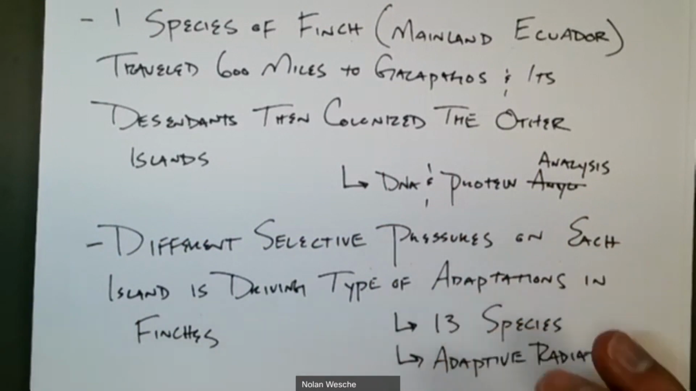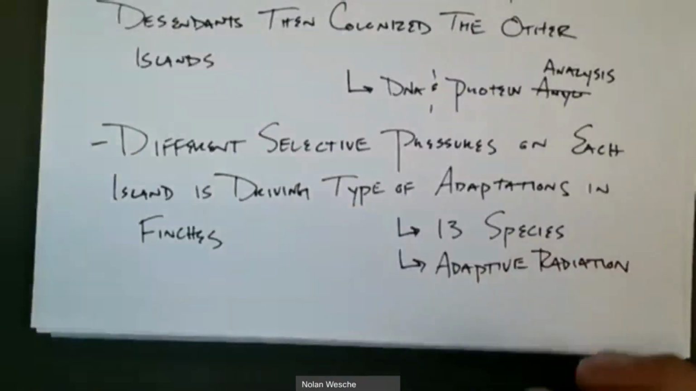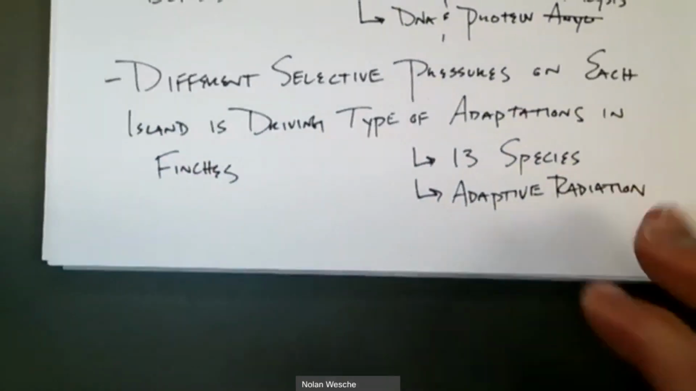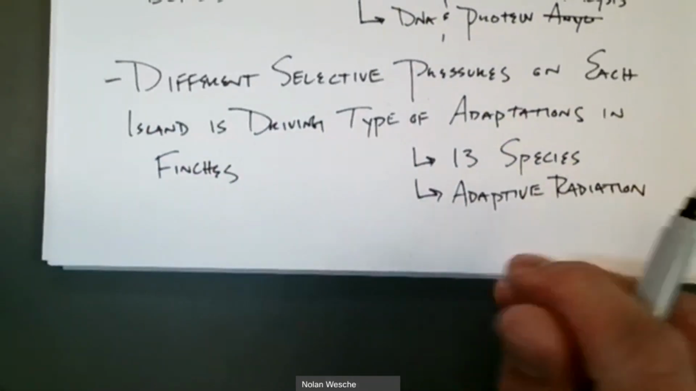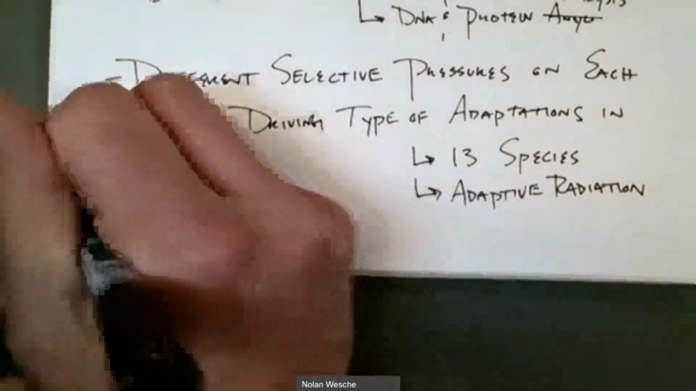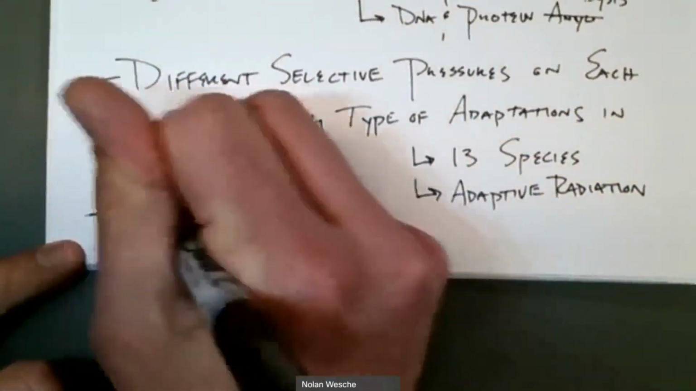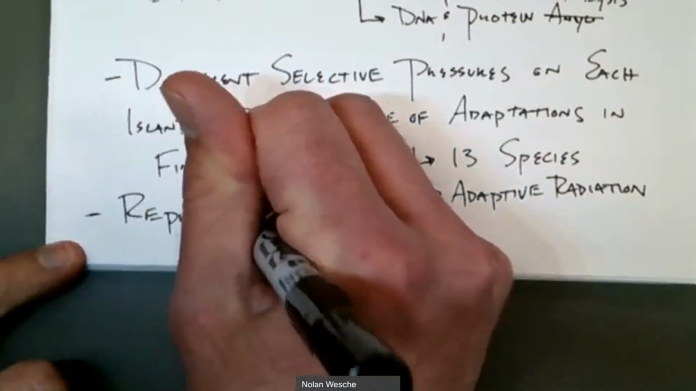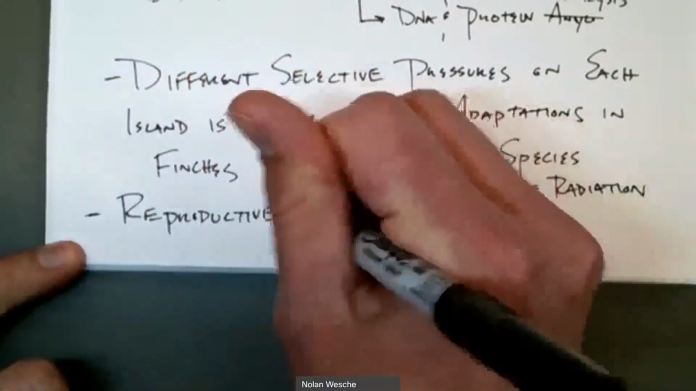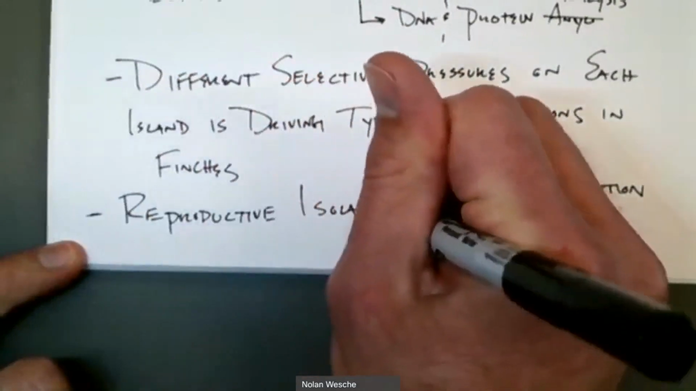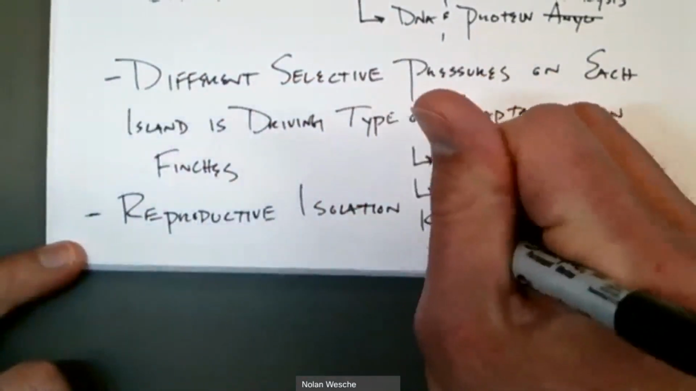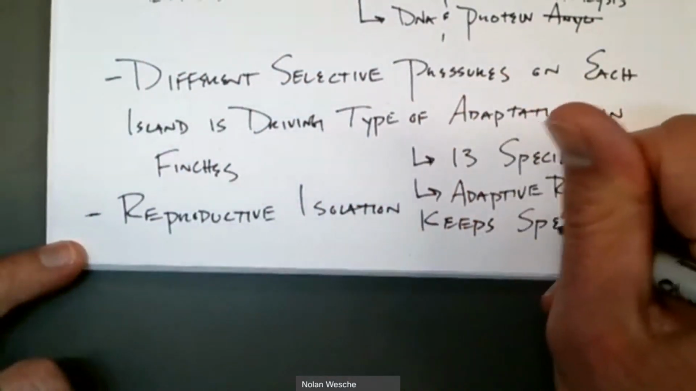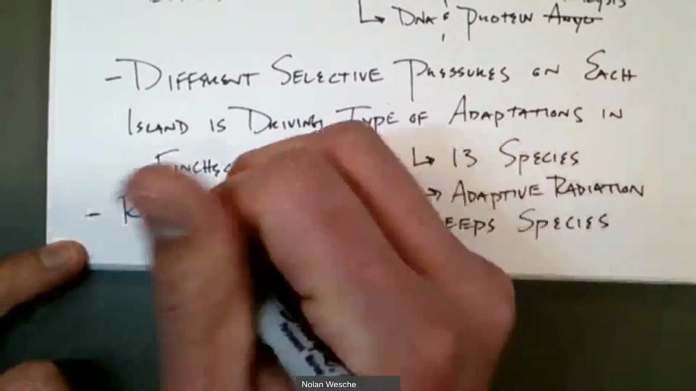Okay, so the question then is, well, what keeps them distinct and separate species? Why don't they converge into a group of 6 species or a smaller group? And the answer is there has to be some reproductive isolation that is occurring there. So reproductive isolation is what keeps the species separate and distinct.